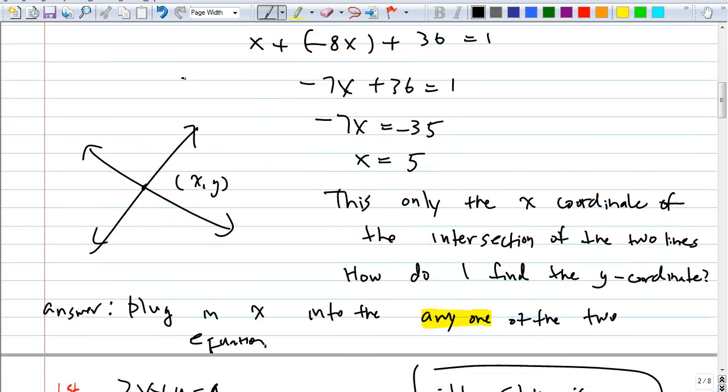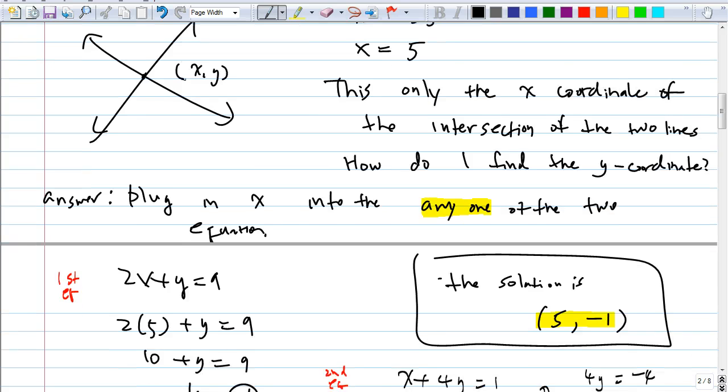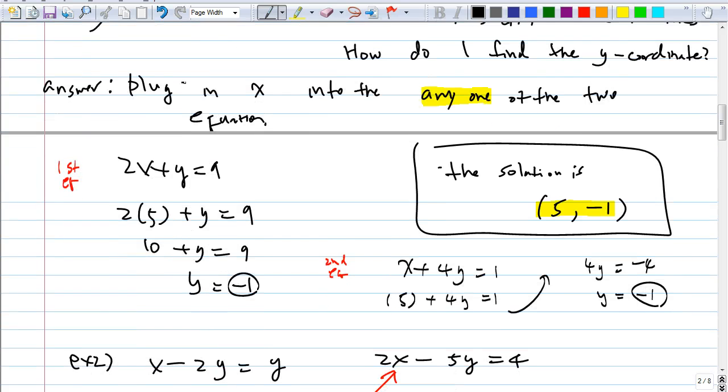Okay, why don't you try the second system then. Go ahead and solve this system using the substitution method. x minus 2y equals y, and then 2x minus 5y equals 4. Okay, go ahead, try this.